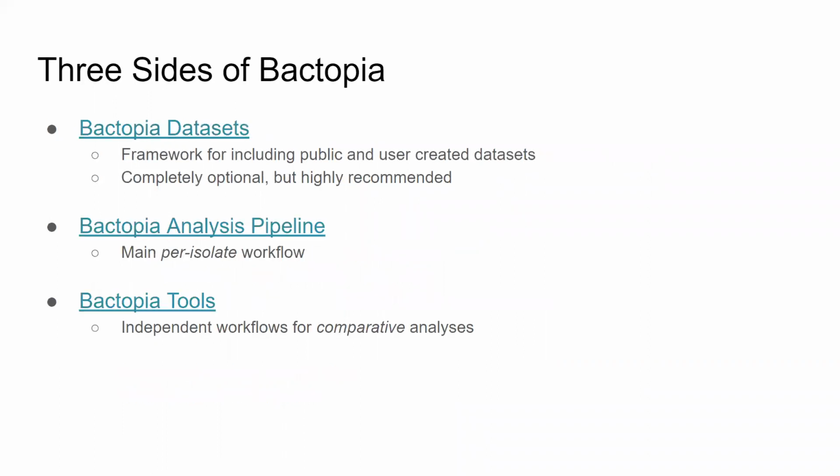There are three sides to Bactopia. There's Bactopia datasets, which is a framework for including public and user-created datasets. It's completely optional, but I highly recommend it because it will very much increase the value of the analysis. There's the Bactopia analysis pipeline, that's the main per-isolate workflow. And Bactopia tools, which are a set of independent workflows for comparative analyses.